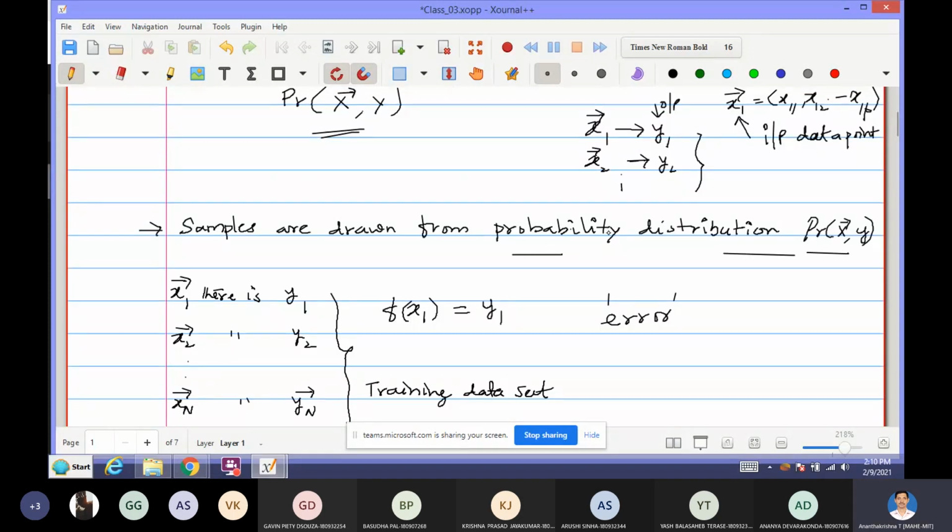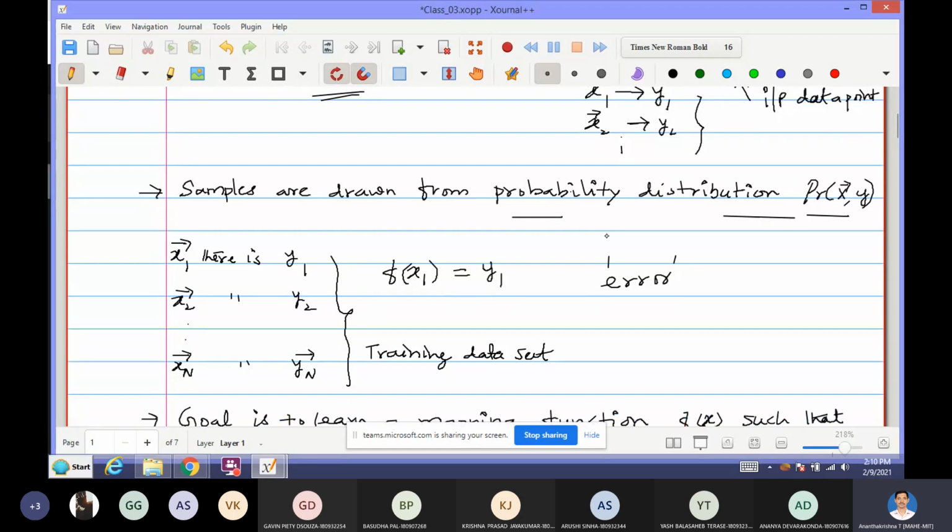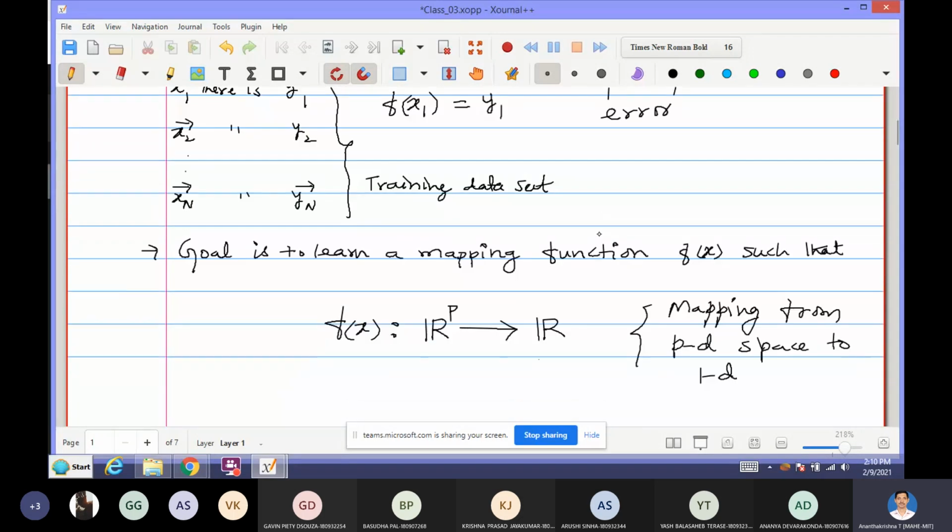Right? So our objective or goal is to learn a function f of x. Now we have to come up with a mapping function, f of x, such that it will map from a p-dimensional space to a one-dimensional real space. So here the vector x belongs to this p-dimensional space and y belongs to the one-dimensional output space. So it's a mapping function from p-dimensional to one-dimensional.